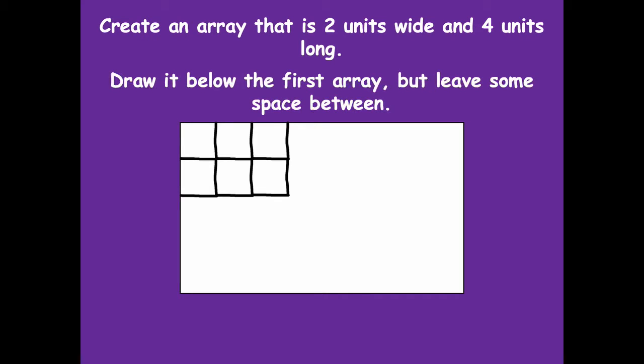Okay. All right, so we're going to draw it below the first array, but leave some space between. So you want to leave a gap underneath your array that you have already on your paper because you don't want them to scrunch together and look like we have one giant array. So line it up still on the left-hand side of your paper, but just leave a space in between.